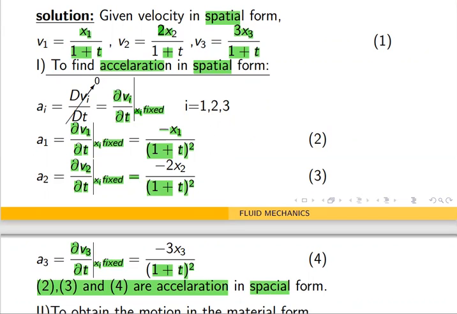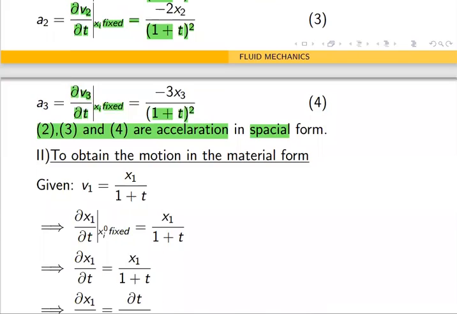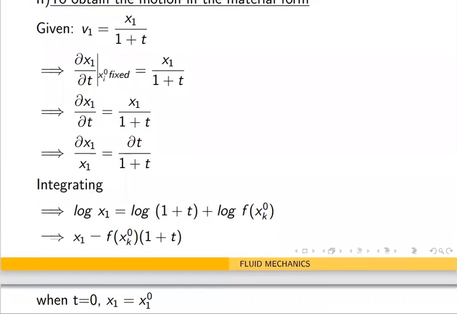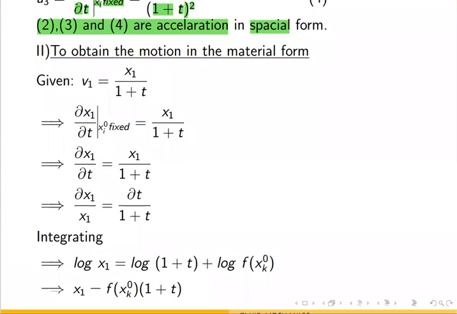So now we finished finding the acceleration in spatial form. Now we want to find it in material form. For that, I need the motion in the material form. So let us obtain the motion in the material form.